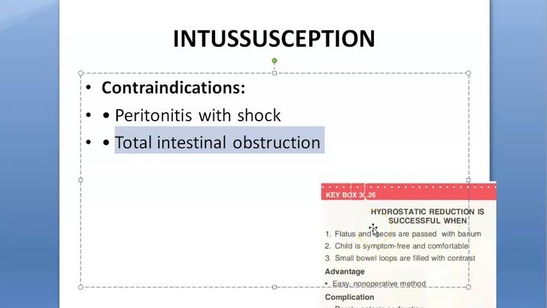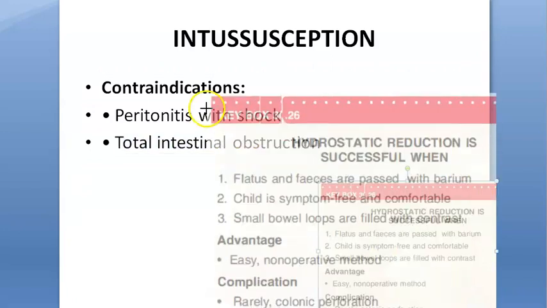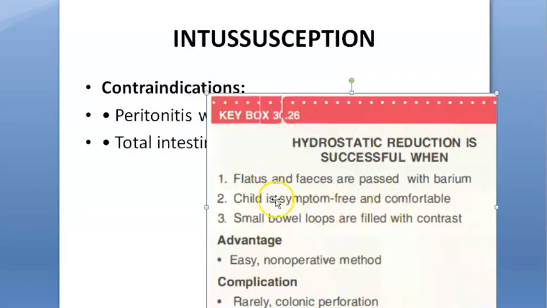Okay, when will this hydrostatic reduction be successful? When flatus and feces are passed with barium. So with the barium, everything comes out. Child is symptom free, child is comfortable. Small bowel loops are filled with contrast. That means from the large intestine, it went into the small intestine. So they think that yes, it is successful.